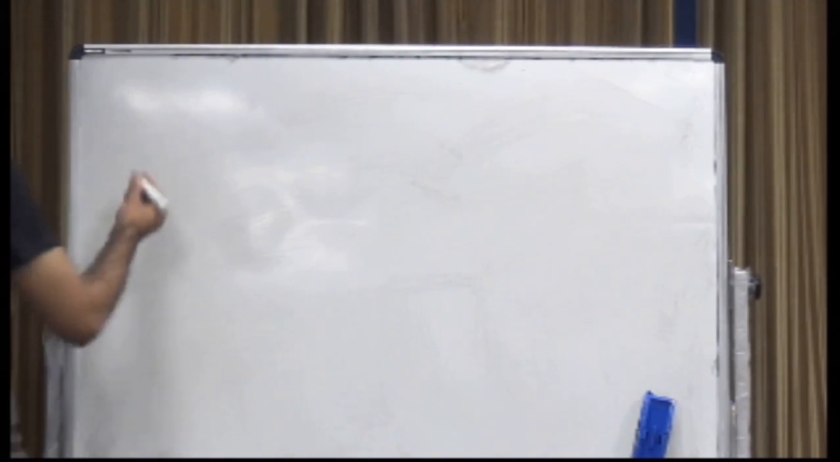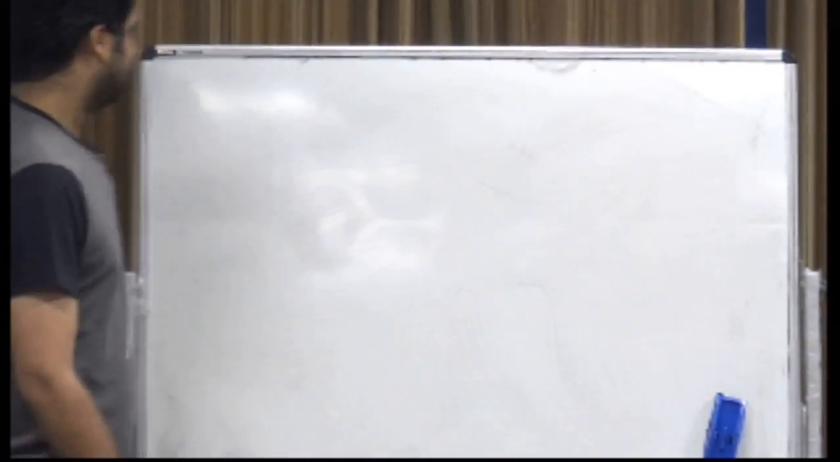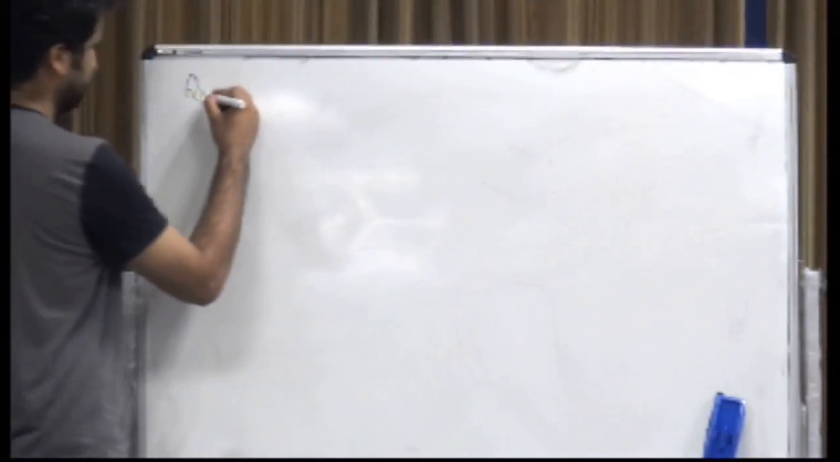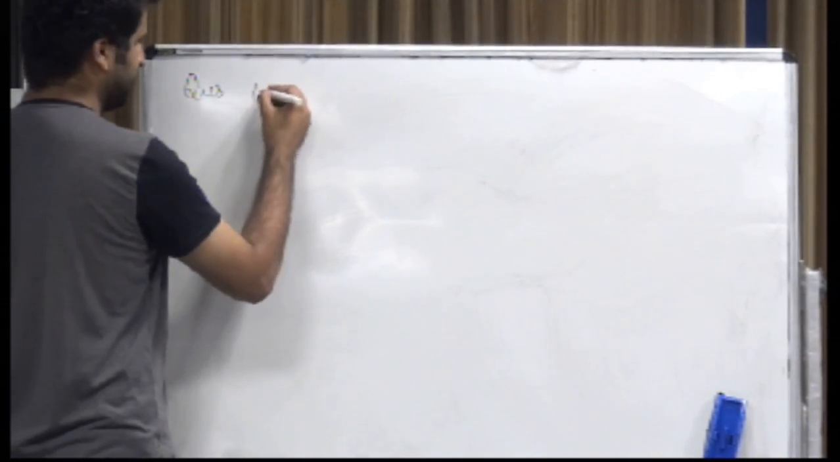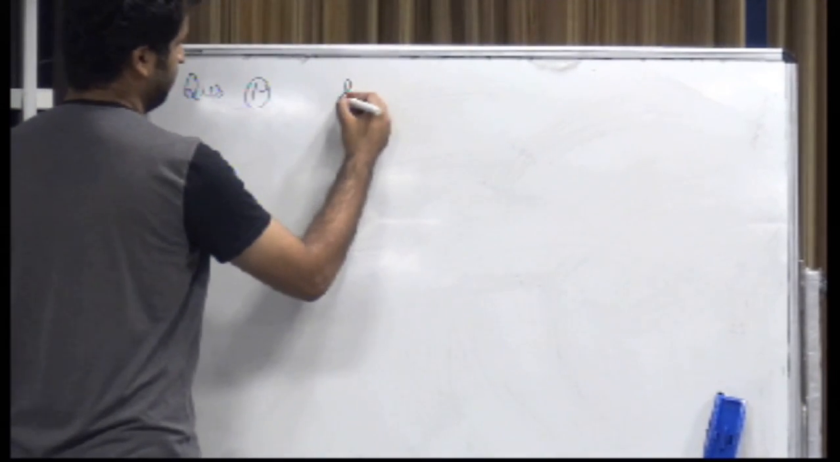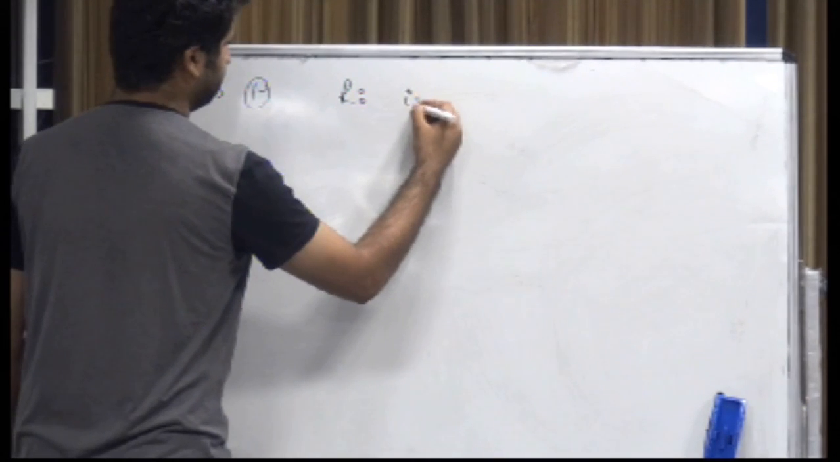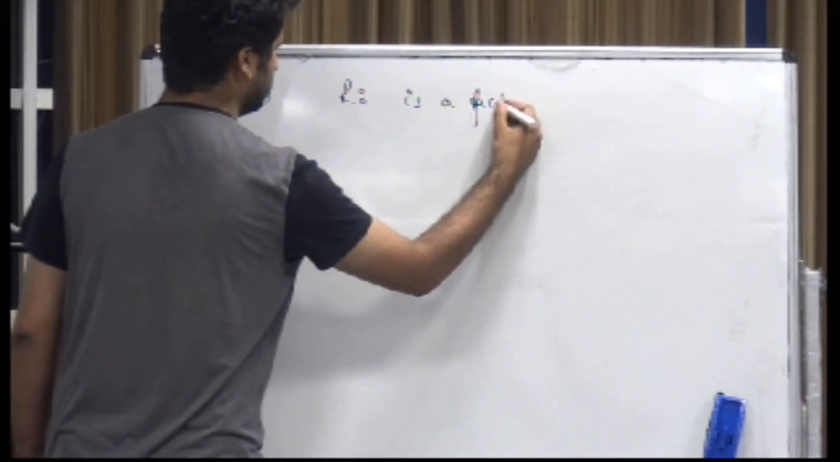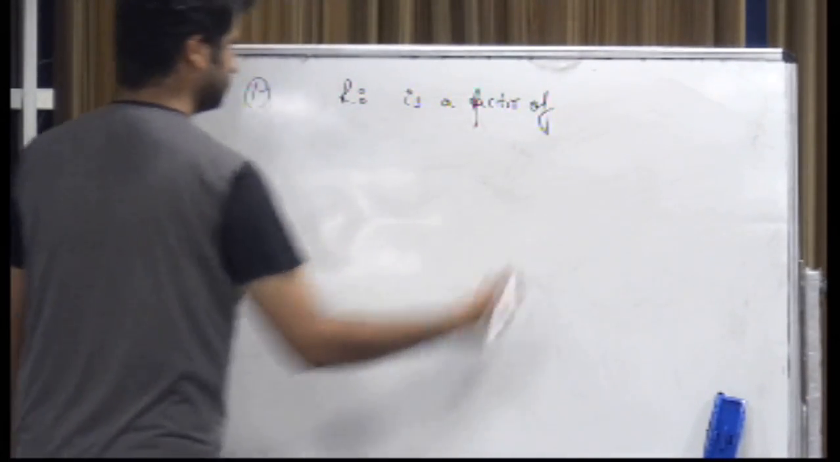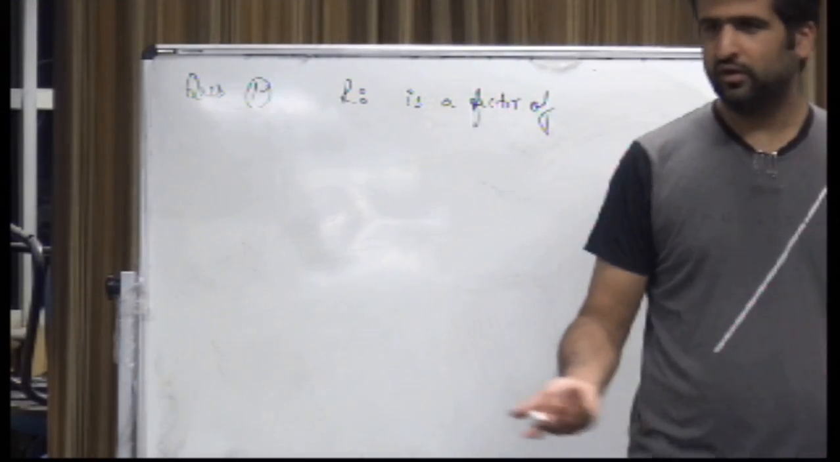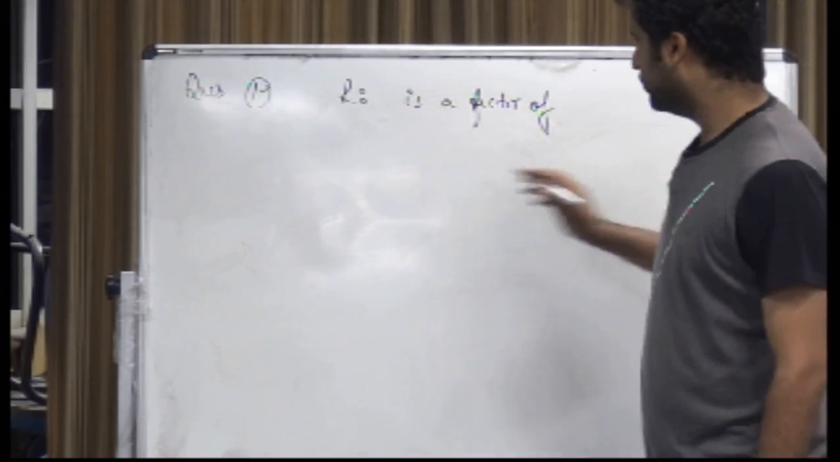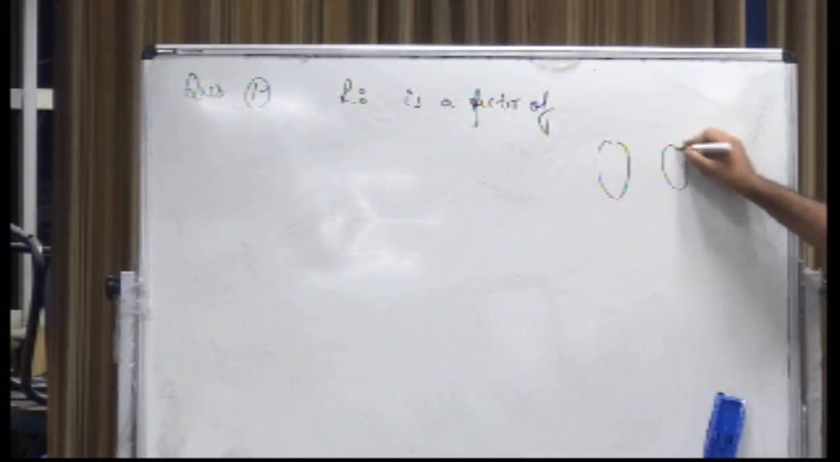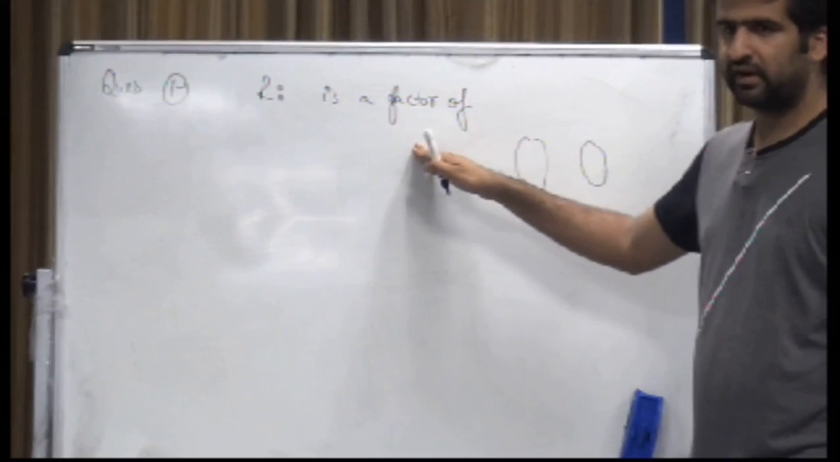Let's see some examples. So just tell me which of these relations are symmetric, reflexive, or transitive. So the first relation is "is a factor of". Now what do you mean by this, is a factor of? There can be two sets, they will be related by this relation, is a factor of.